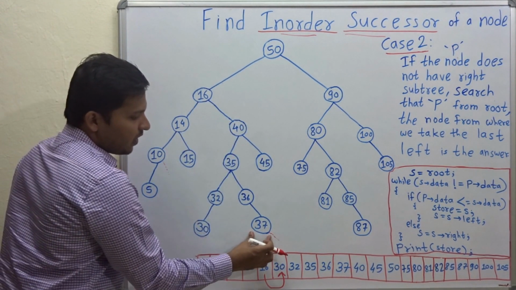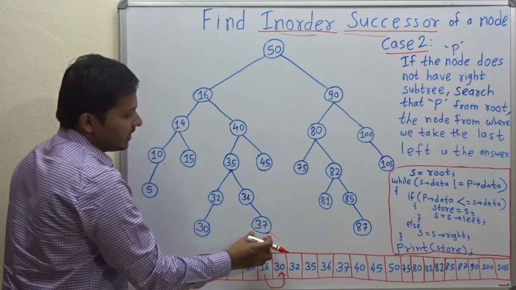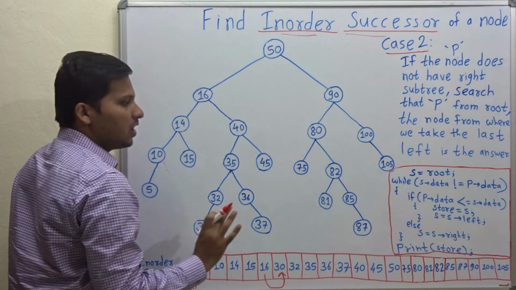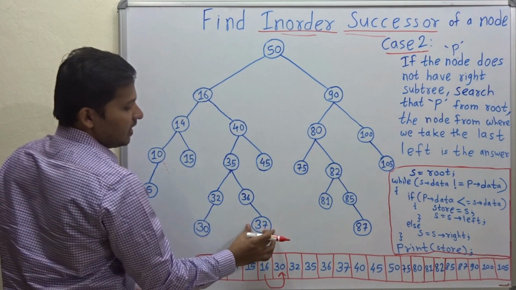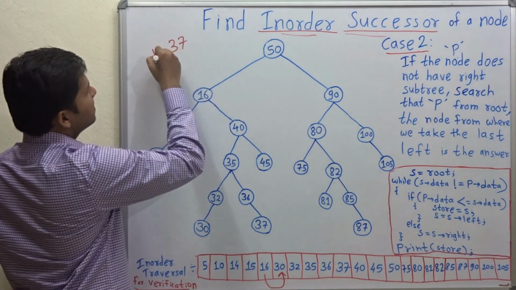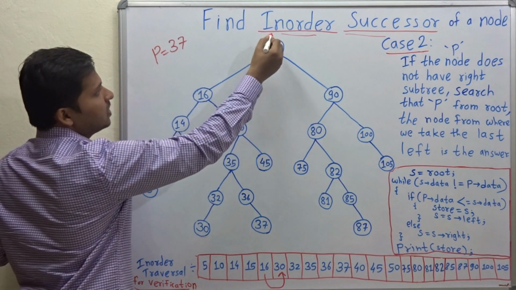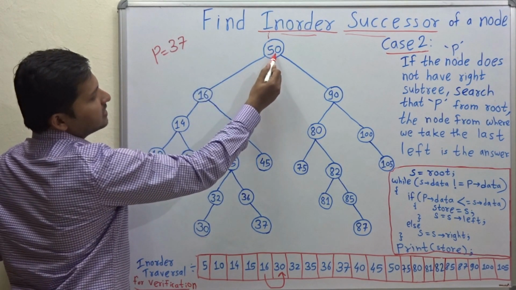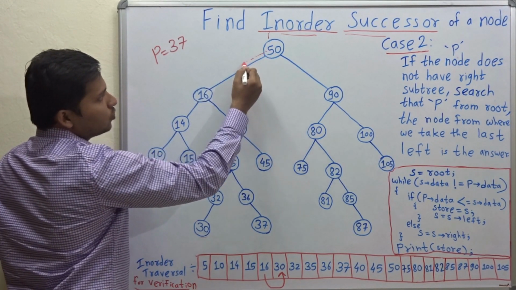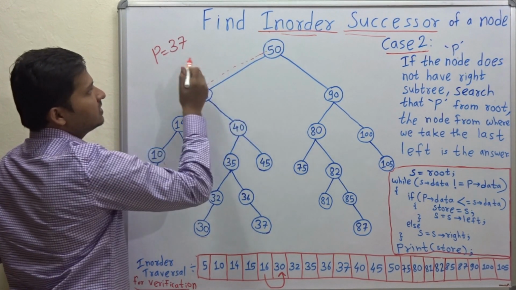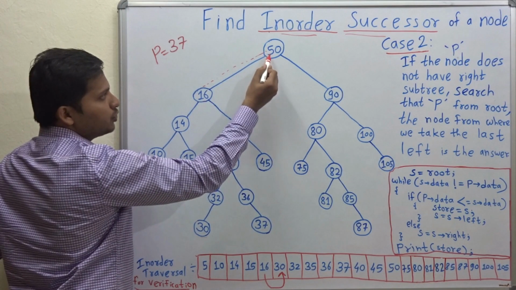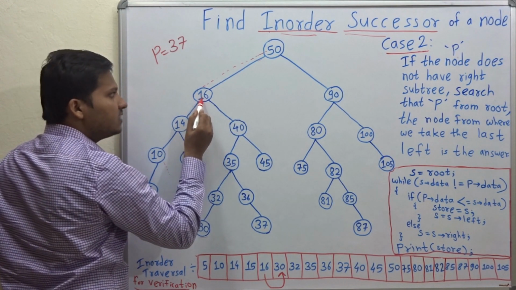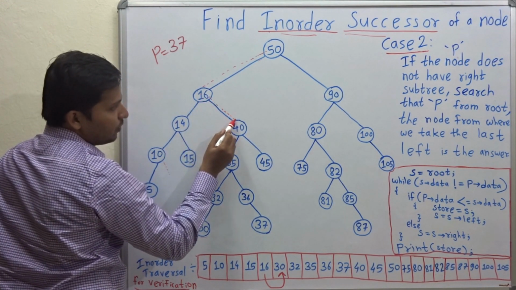See, if you want to find out the in-order successor for 37, so let's search that node inside this binary search tree. Now you know how we search. Take this data 37, and let's start from the root. Now see, 37 is less than 50, so let's go to the left side, because it should be on the left side of 50. Now 37 is greater than 16, so let's go to the right side of 16.